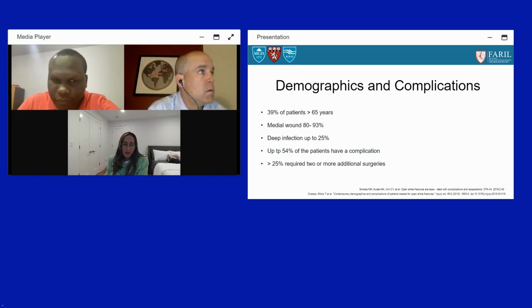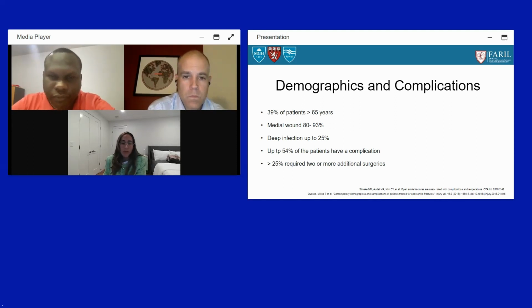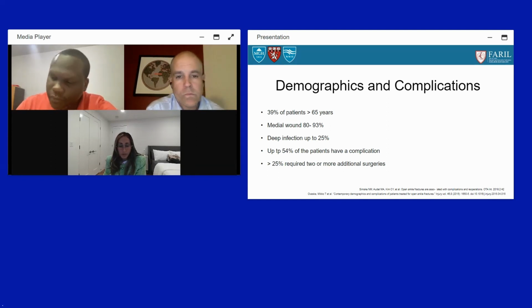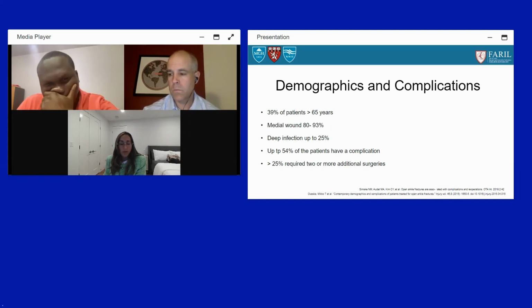So now when we have these ankle fractures, what do we expect of this population? Well, there is a recent study looking at what the contemporary demographics of our population are. They describe that close to 40% of the patients are older than 65 years, and that represents comorbidities, osteopenia, and even difficulty with ambulation. This hasn't changed much in terms of the location of the wound, which is usually immediately medial, and the deep infection rates are up to 25%.